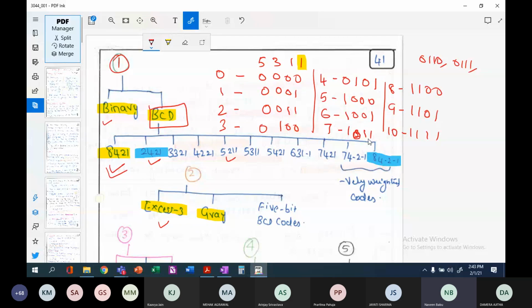Yeah, is there any other bits we have? Well, 1010, 0010, 1010. These are invalid bits. So how many we have covered? 10 plus 4. Remaining, there are 2 more invalid bits.